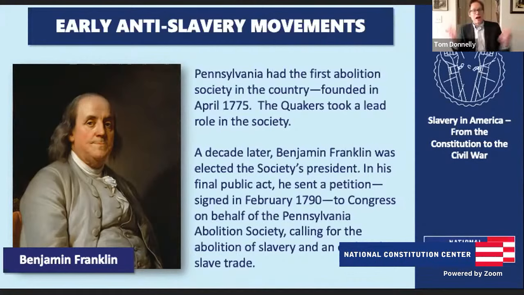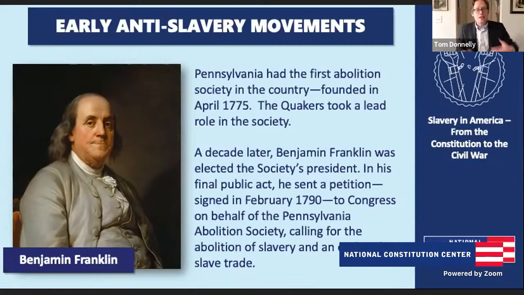He's elected the Abolition Society's president, and in its final public act, he sends a petition to Congress, February 1790. So this is the first Congress, on behalf of the Pennsylvania Abolition Society, calling for the abolition of slavery and the end of the slave trade. So again, it's a reminder that this anti-slavery movement has some people we may not know as much about, like Prince Hall, but it includes famous people like Dr. Franklin.